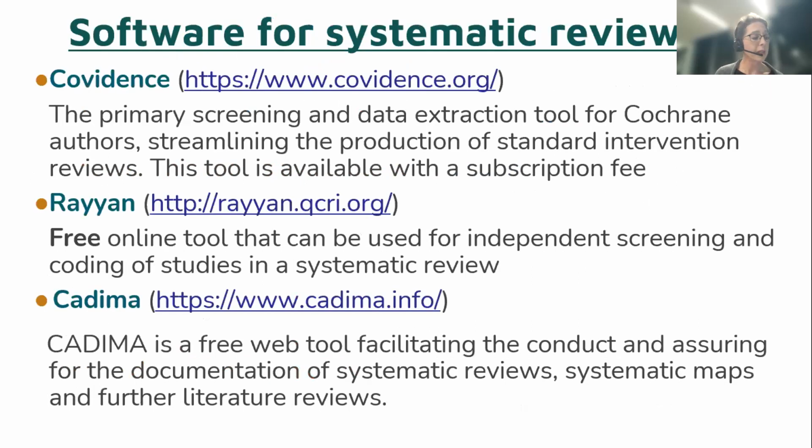As well as citation management software, there is also other software which can help you with the systematic review and screening process. You have Covidence, which is available as a subscription tool, and it is available in some of the schools in UCD. It helps you with the primary screening and data extraction. You also have Rayyan, which is a free online tool which can be used for independent screening and coding of studies. And then Kadama, which is a new tool to us. We've only just discovered it recently, and it's a free web tool facilitating the conduct and assuring of the documentation of systematic reviews.